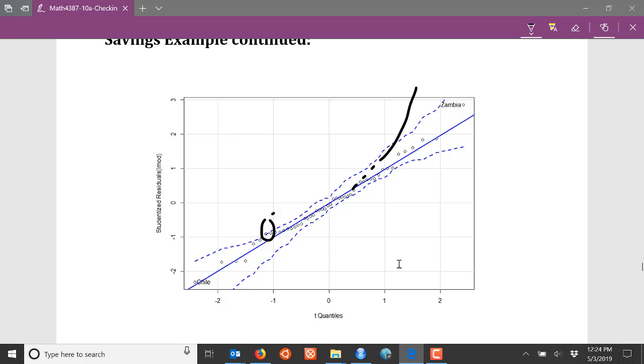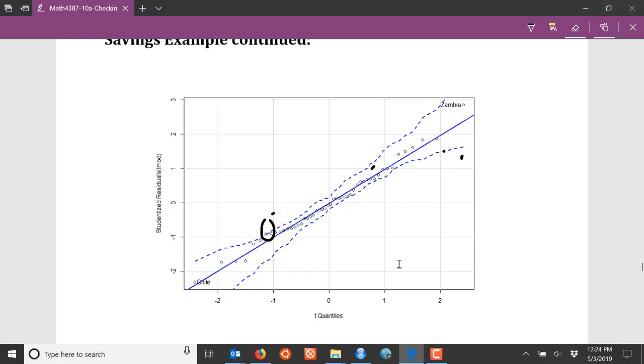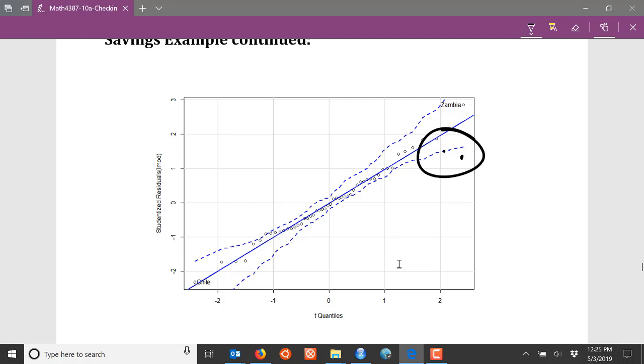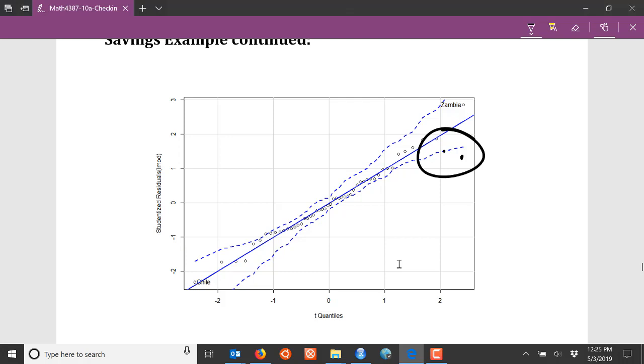I would caution you, though: if you start seeing 1 or 2 points out here that are outside the confidence bands, that would be a little bit worrying to me, because that might be an indication of some sort of systematic pattern that you would see if you had more residuals. It's not a guarantee that the normal error assumption is violated, but I would definitely be more cautious in saying that the residuals are compatible with the normal distribution when I start seeing residuals at the endpoints of my QQ plot falling outside those confidence bands.